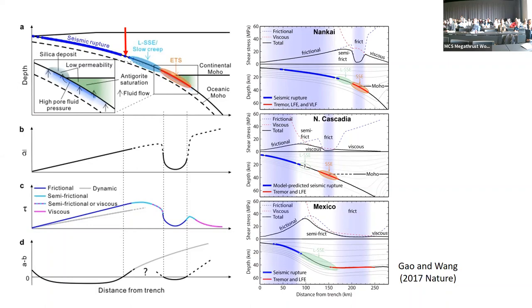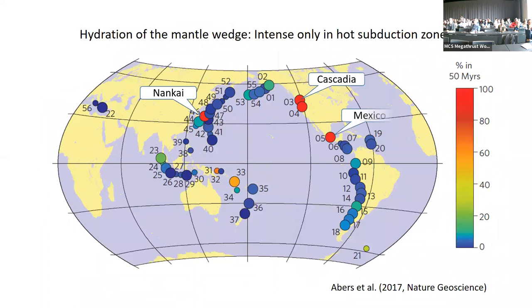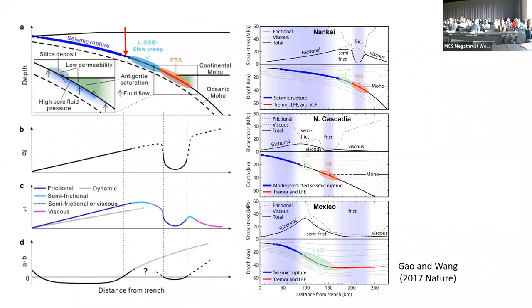So that would be the change if you introduce a very high pore pressure locally. You can have frictional, then viscous or semi-viscous, and back to frictional behavior in between. And that's where in some places we have long-term slow slip events. The argument can be complicated, but don't worry. The key is the whole thing happens because the seismogenic zone terminates before it reaches the mantle wedge.